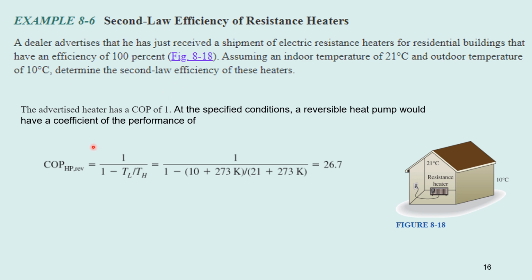The advertised heater has a coefficient of performance of 1. It says it's 100%, so that's a coefficient of performance of 1. At the specified temperatures of 21 degrees C and 10 degrees C, we can find the coefficient of performance for the reversible heat pump. Again, if you don't remember this, just look back in the previous chapter on the second law, and there's a formula in there for this. So you can calculate what it is. It's 26.7.